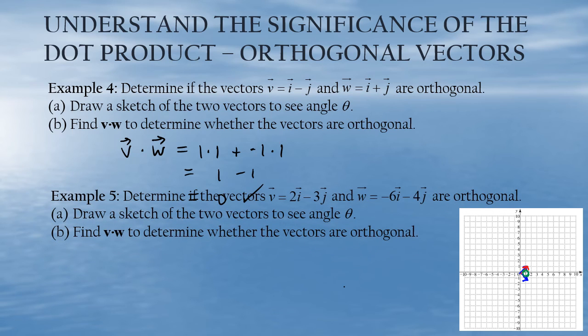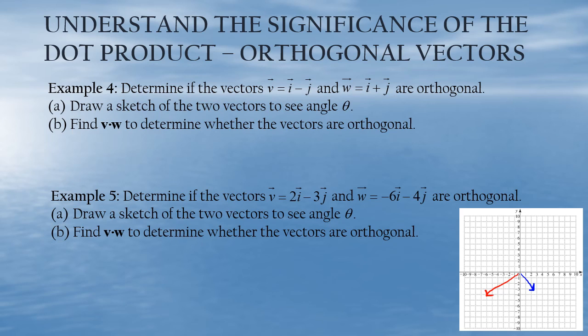Example 5 says to determine if the vectors V equals 2i minus 3j and W equals -6i minus 4j are orthogonal. I'm going to clear my screen so that I can graph these new vectors. 2i minus 3j I'll do in blue. So 2 to the right, and then I'm going to go down 1, 2, and 3, and there is that vector. And then in red, I'll do vector W, 6 to the left, and 4 down.